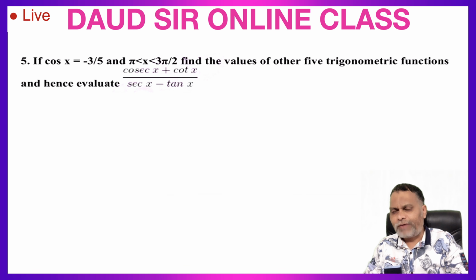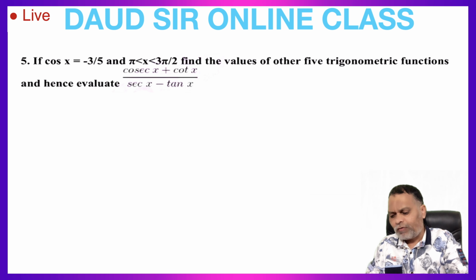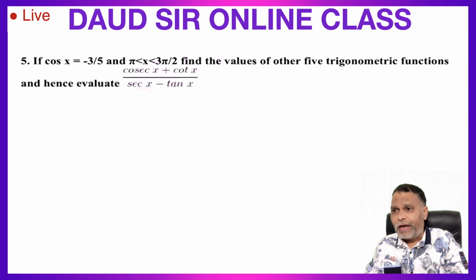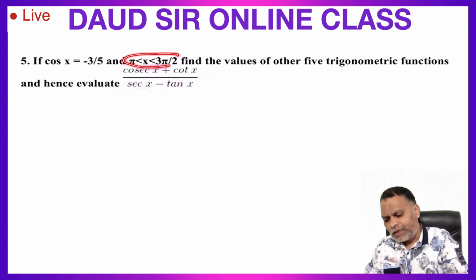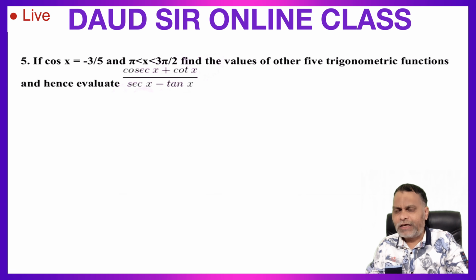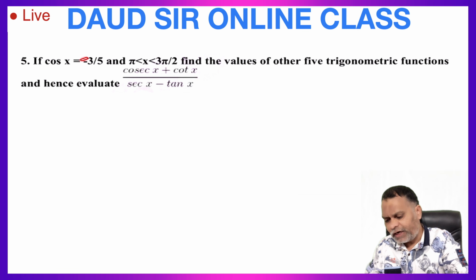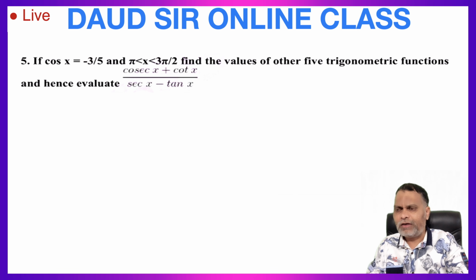First, we have to find out the values of the other 5 trigonometrical ratios. One trigonometrical ratio, cos x is equal to minus 3 upon 5, is given, and x lies between pi and 3 pi by 2, meaning x lies between 180 and 270 degrees, that is, this angle x lies in the third quadrant. In the third quadrant, cos is negative, that is why the value of cos x is given negative. So first we have to find the values of the other 5 trigonometrical ratios.